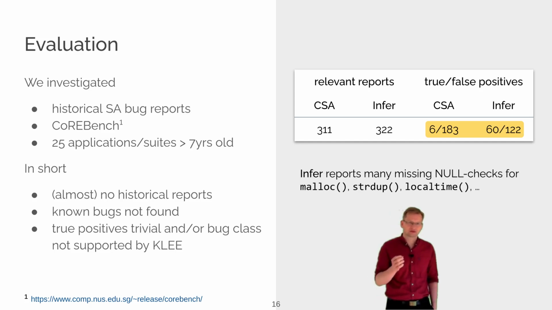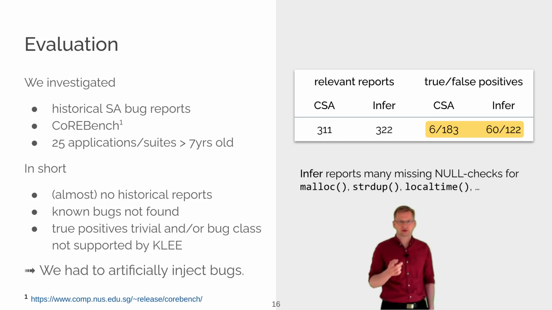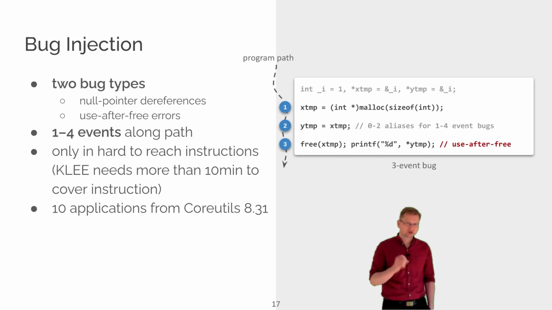And there are two issues with such reports. First, CLI does not model such errors. And second, many programmers nowadays do not consider these as bugs due to Linux's overcommitment for memory allocation, for instance. So we had to fall back to artificially injecting bugs. We inject two kinds of bugs: null pointer dereferences and use after free errors.